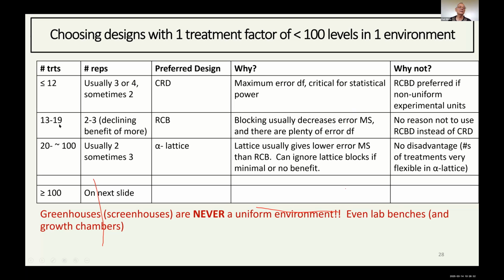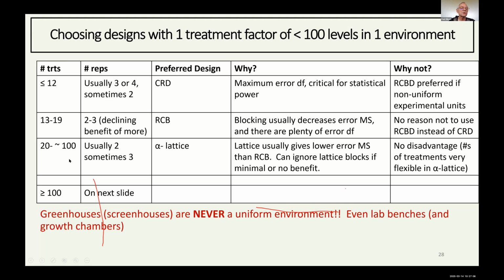13 to 19 plots are treatment levels. 2 to 3 reps is generally ideal with declining benefit if there's more. And the preferred design is RCB because blocking usually decreases error mean square and you have plenty of error degrees of freedom. So there's really no reason not to use RCB instead of CRD.